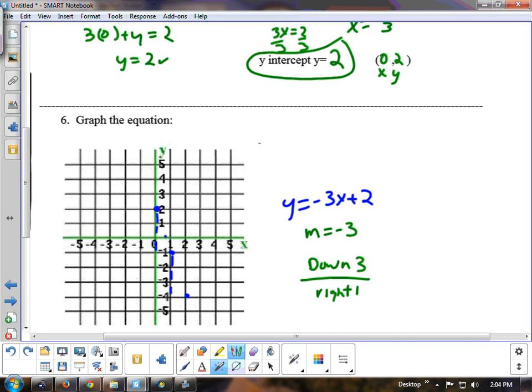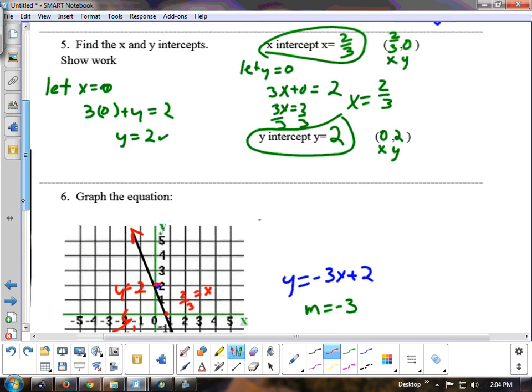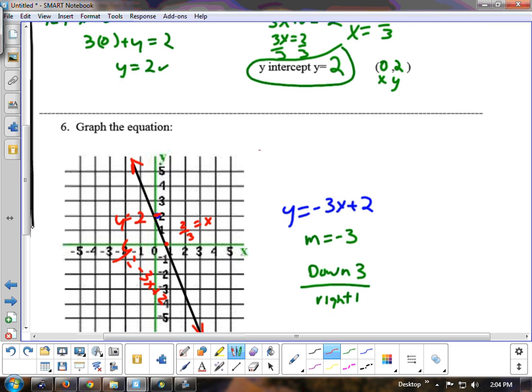Now when I connect those dots, I'm going to have a line like that, and we'll put arrowheads at the end. My intercept is 2/3 here, and my intercept here is 2. y equals 2, and x equals 2/3. I'm going to label my line y equals negative 3x plus 2. Or I could label it with my standard form, which is 3x plus y equals 2.